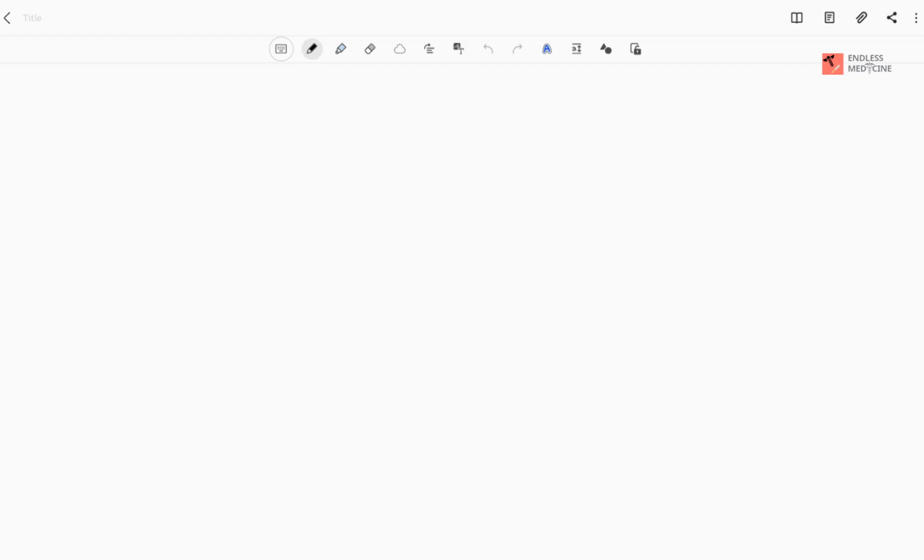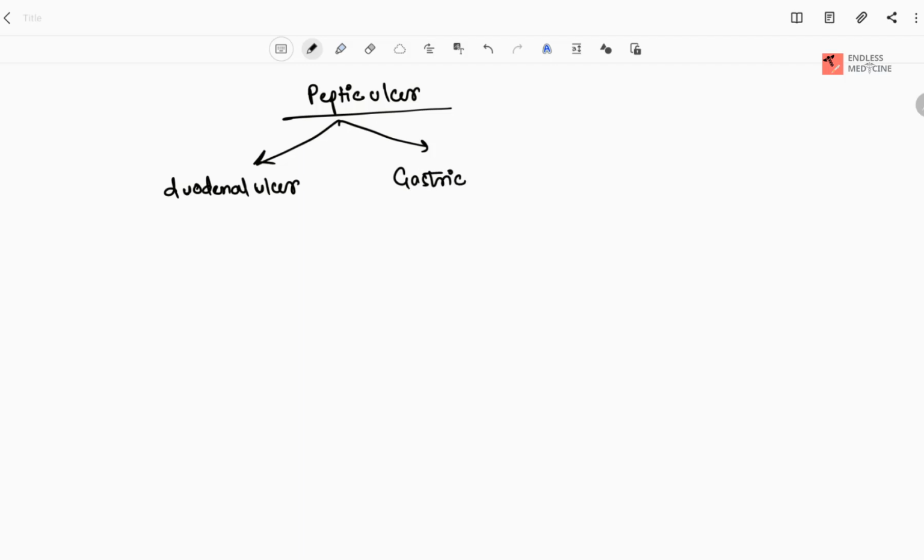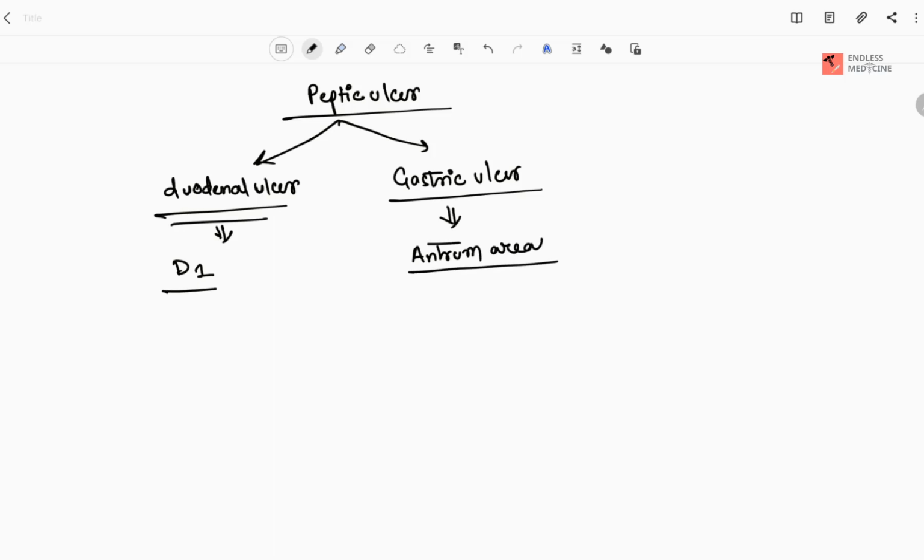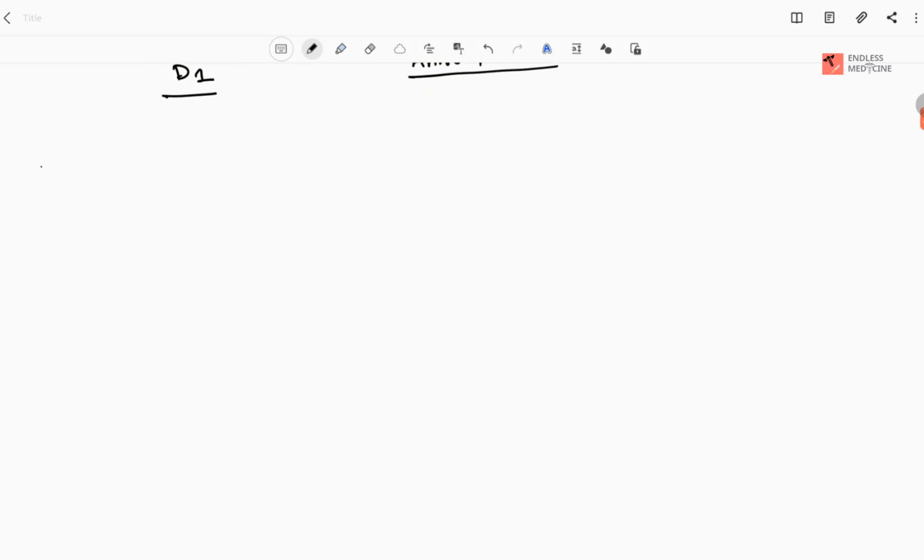Today we will try to understand the complications of peptic ulcer. Peptic ulcer is of two types: one is duodenal ulcer and the second is gastric ulcer. Duodenal ulcer occurs in the first part of the duodenum, that is D1, and gastric ulcer occurs in the antrum area. Now come to the complications.